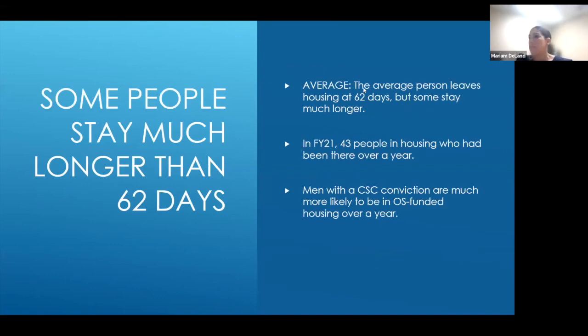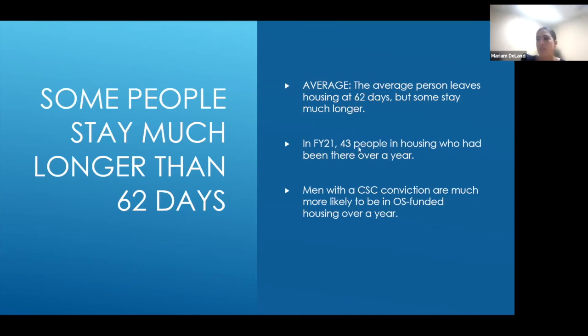Some people stay much longer. Originally our housing length of stay was 62 days in fiscal year 21. Preparing for this presentation, I wanted to get an idea of what we anecdotally say, that people with a CSC stay in our housing longer, but I wanted to actually get numbers to put behind that. So I looked at fiscal year 21, and the average length of stay during that year was 62 days.